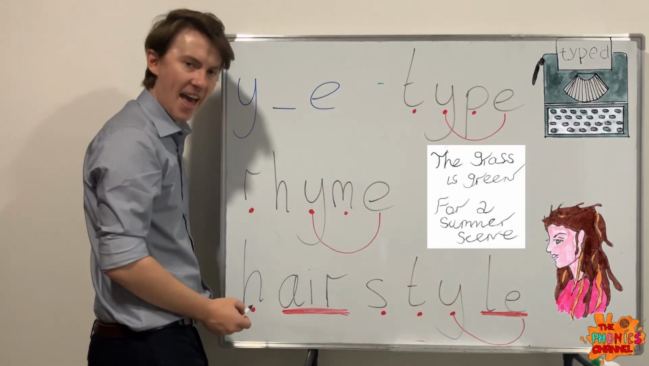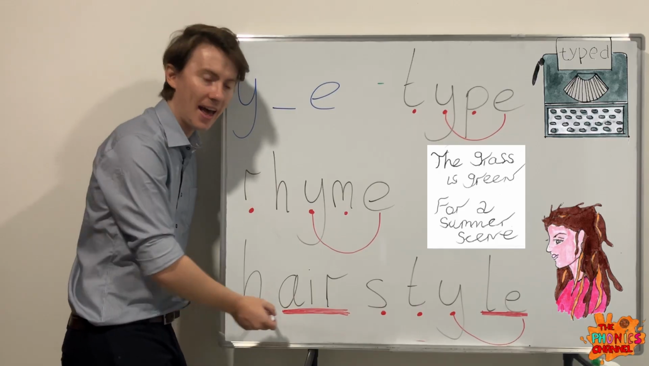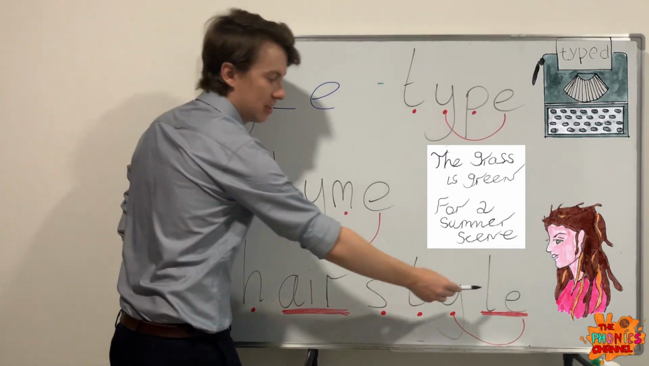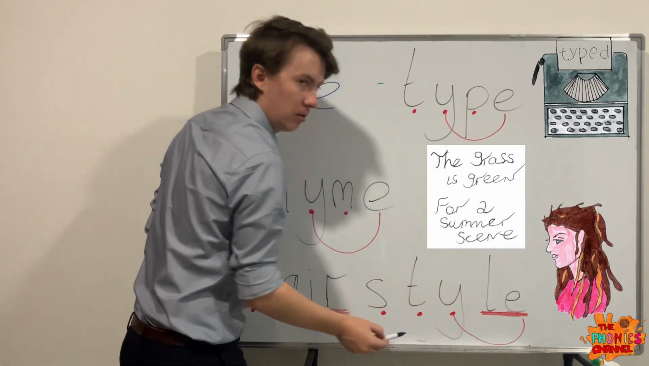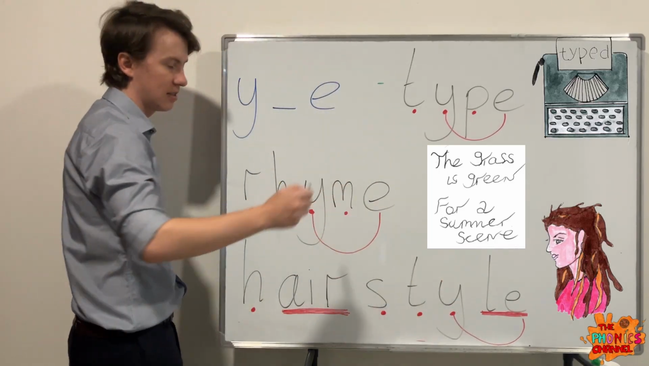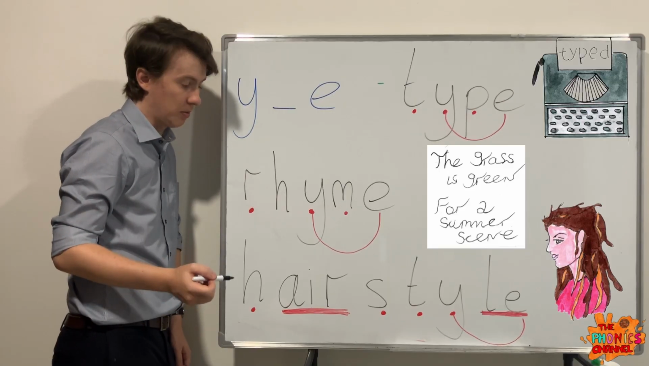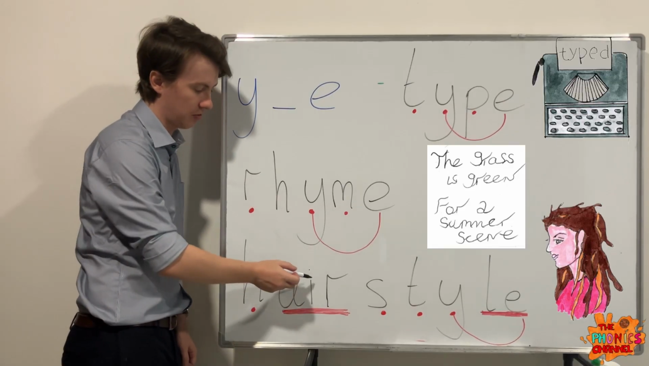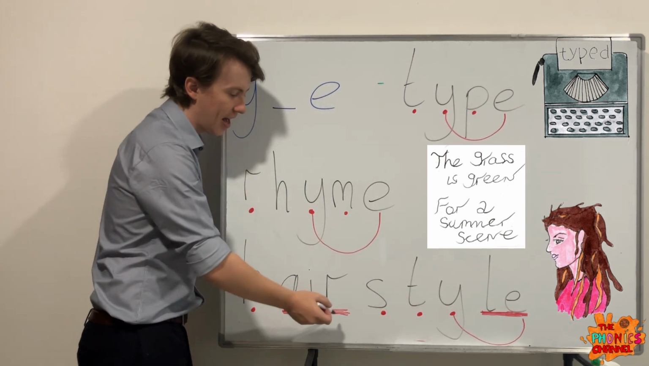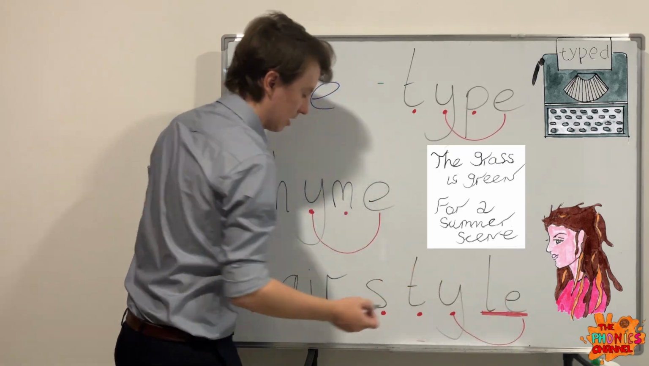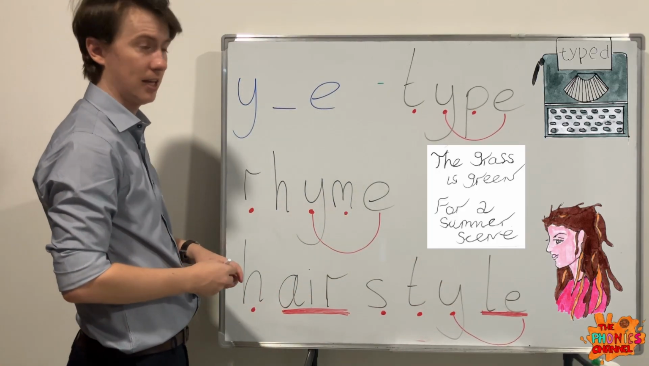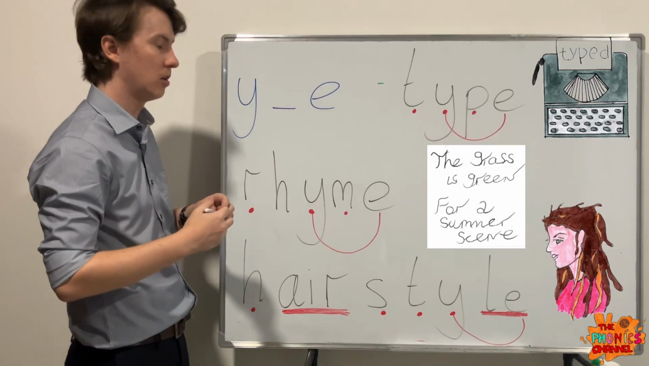So hairstyle. Hair, st, I, O, hairstyle. Remember the E is part of two sounds, part of the I and part of the O sound. St, I, O, hairstyle. So how many letters does hairstyle have? 1, 2, 3, 4, 5, 6, 7, 8, 9. 9 letters. How many sounds? St, I, O. 1, 2, 3, 4, 5, 6. 6 sounds there.